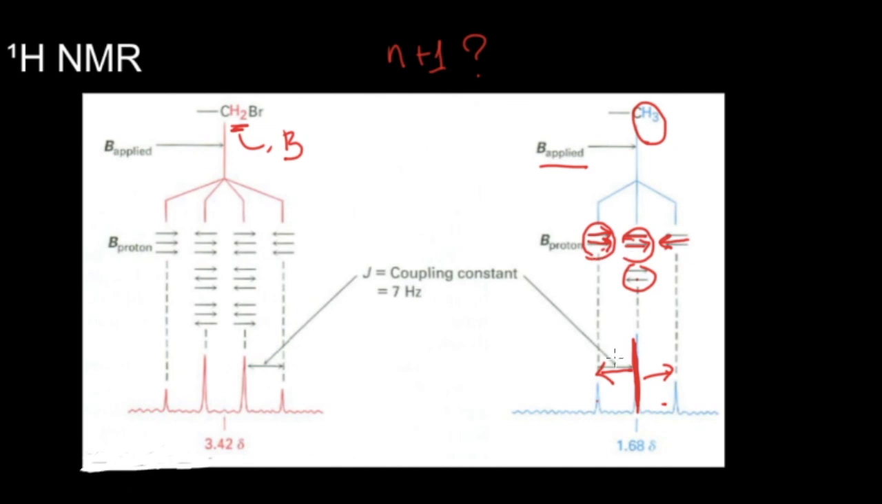So you can calculate the number of peaks by using the Pascal triangle. So let's draw it here. In case of 3 neighboring atoms, we will have 4 peaks with relative intensity 1, 3, 3, 1, which you can see from the red graph.